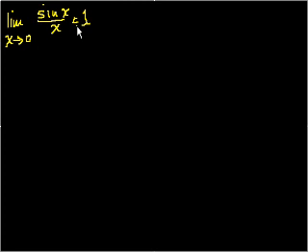Now that we have hopefully a decent understanding of the squeeze theorem, we'll use that to prove that the limit, I'll do it in yellow, the limit as x approaches 0 of sine of x over x is equal to 1. And you must be bubbling over with anticipation now because I've said this so many times.